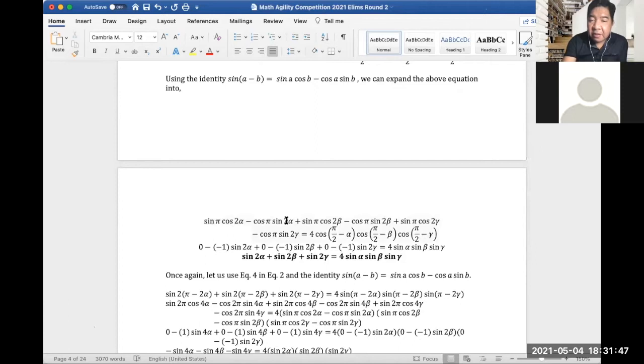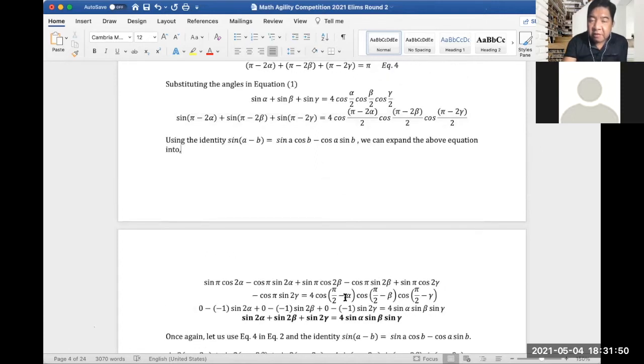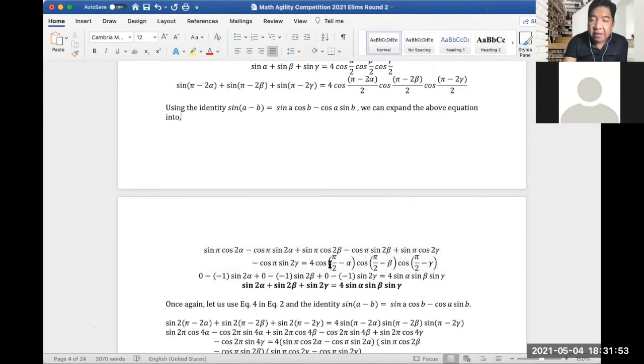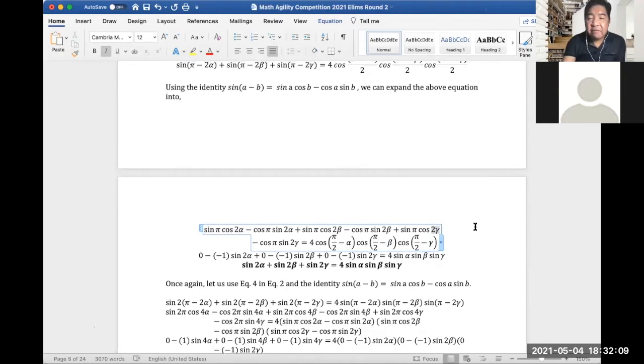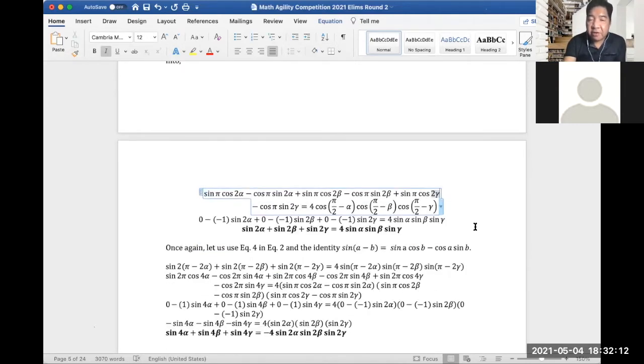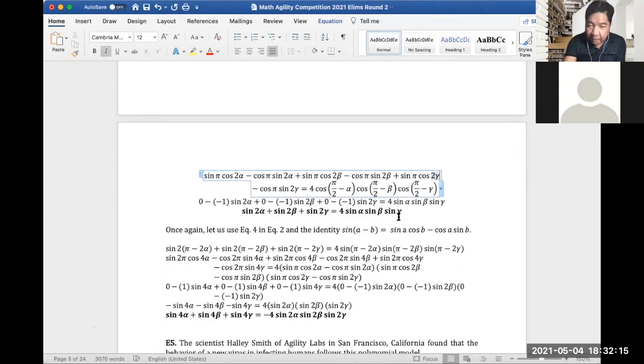And then we distribute the 2 on the right-hand side of the equation. So this will become pi over 2 minus alpha, cosine of pi over 2 minus beta, cosine of pi over 2 minus gamma. Again, we have the difference for cosine. If we expand that, this is equivalent to sine. If you have pi over 2 minus alpha or any angle, that would be equivalent to the sine of that angle. If you have a cosine as your function, that would be equivalent to sine.